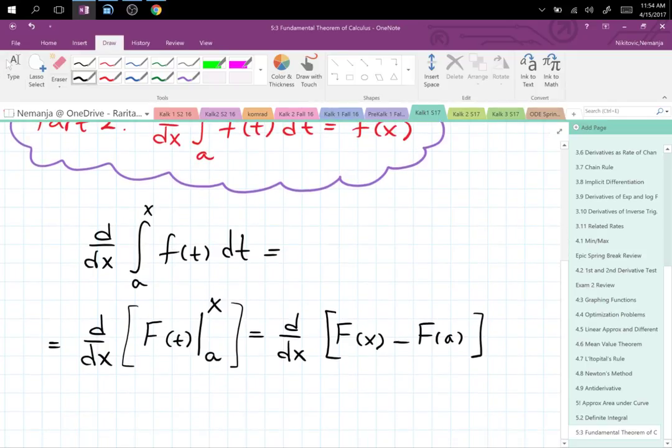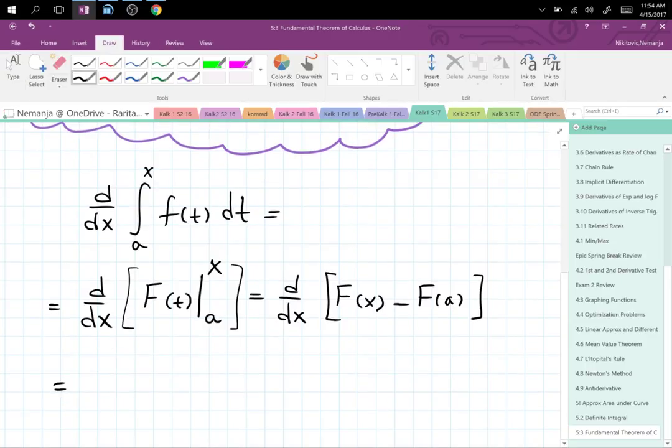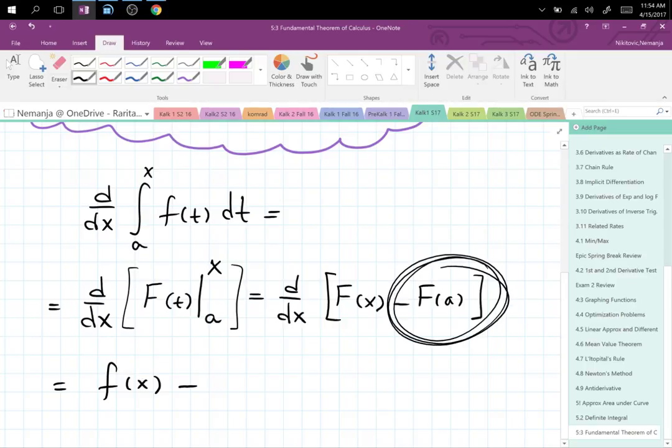Now you remember what capital F of x is. It's the antiderivative of lowercase f of x. Exactly. So the derivative of capital F of x is just f of x. And F of a is going to be a number. What's the derivative of a constant? 0. So the whole thing is f of x.